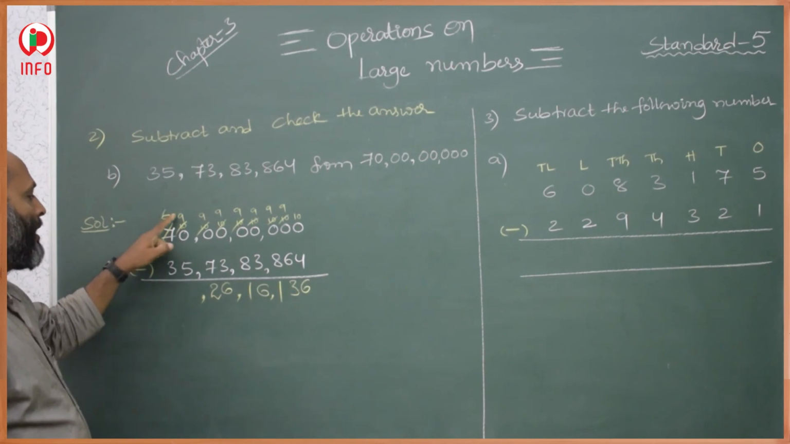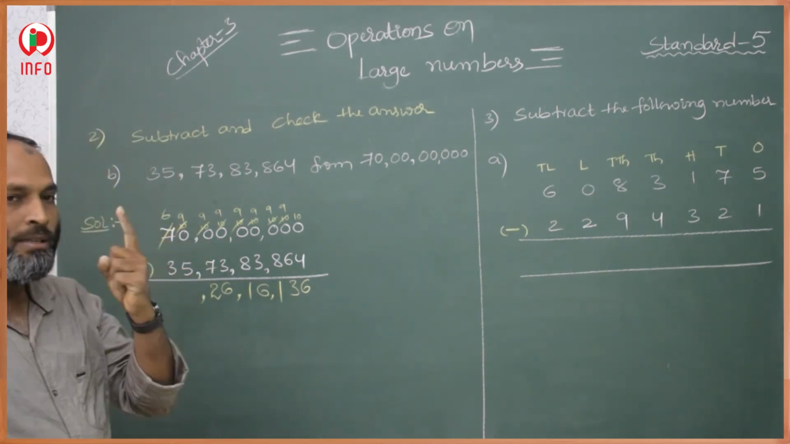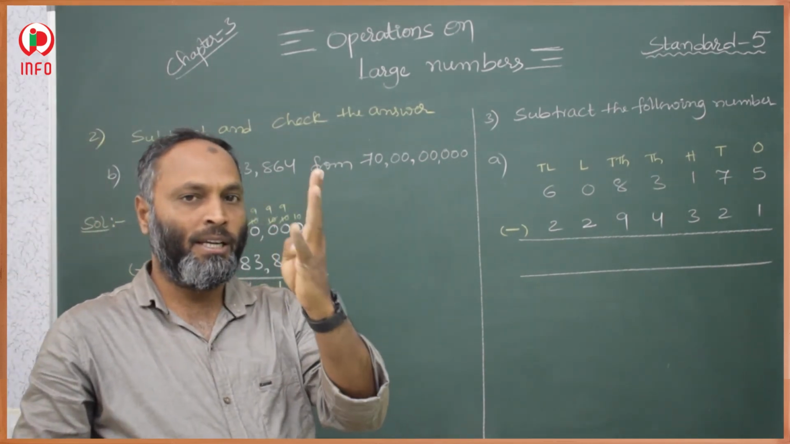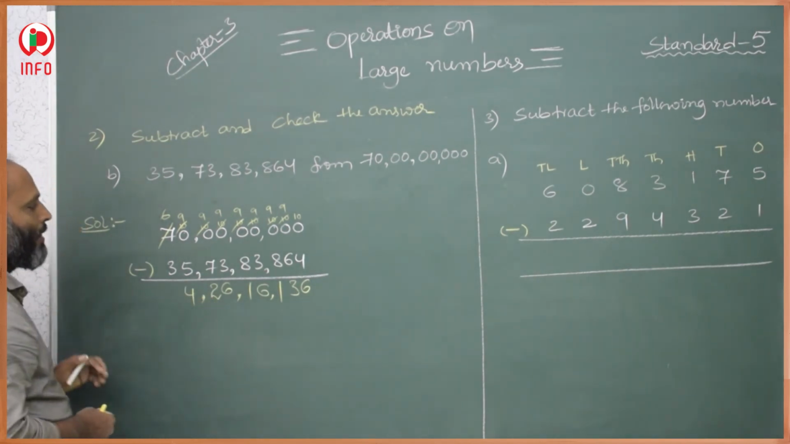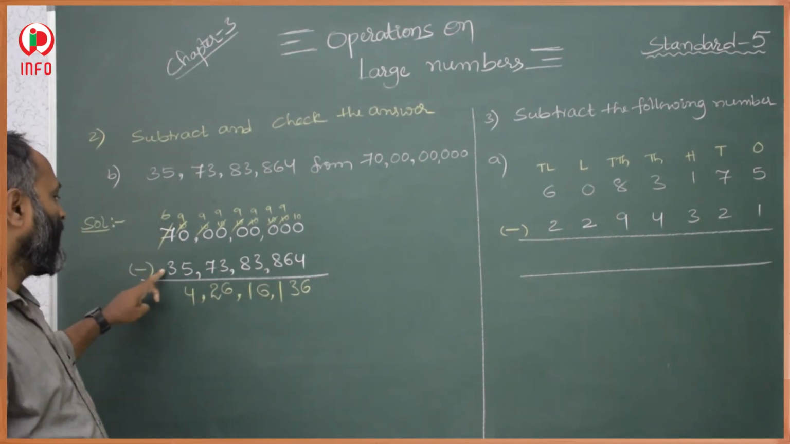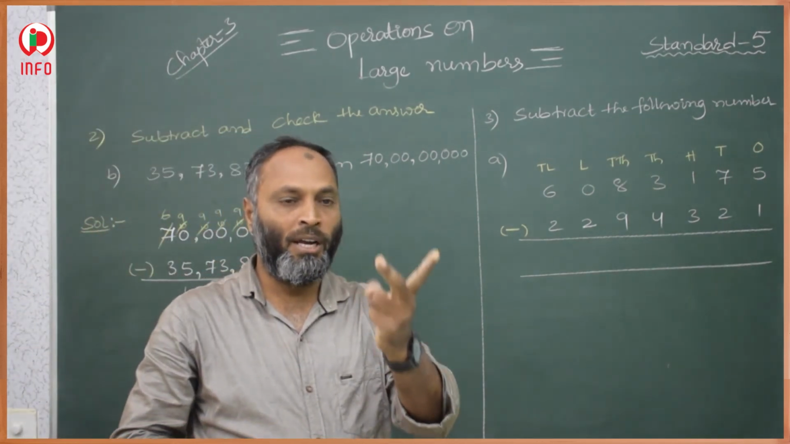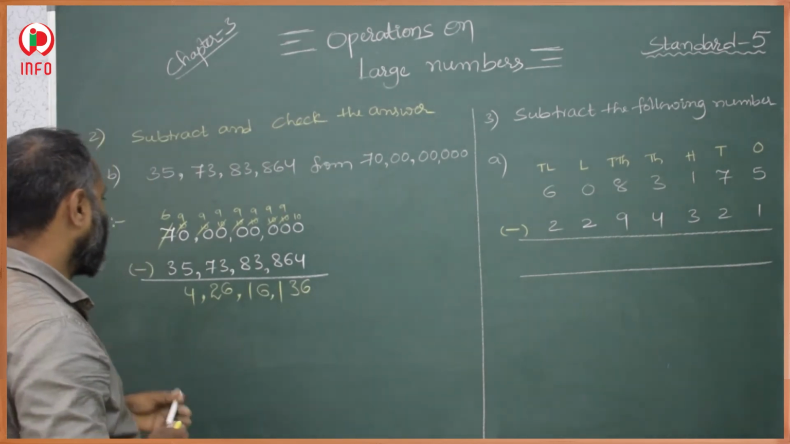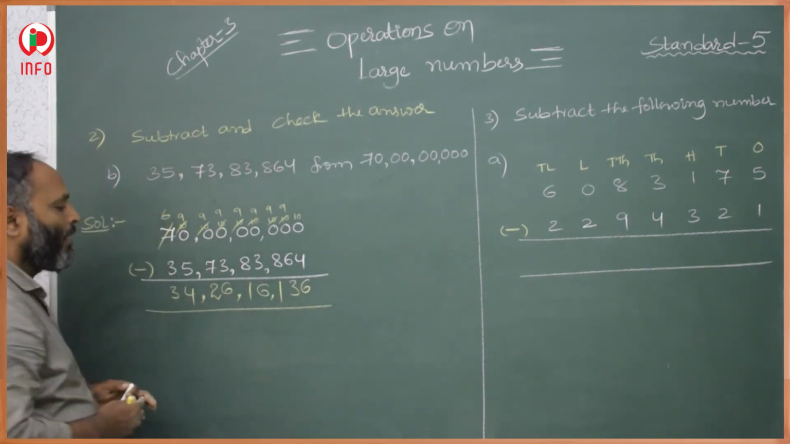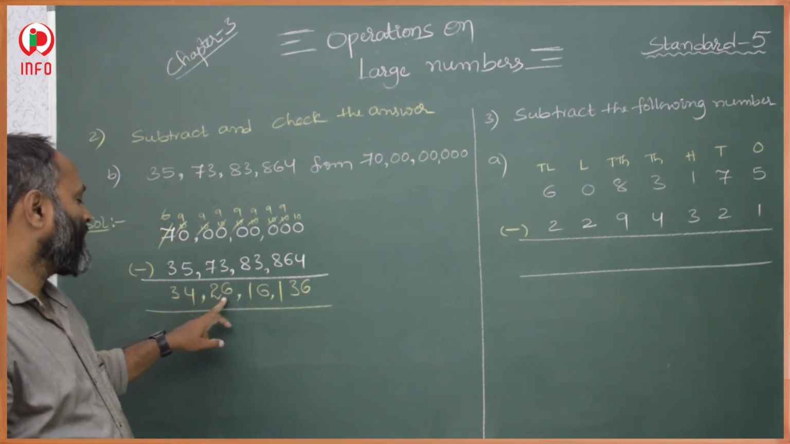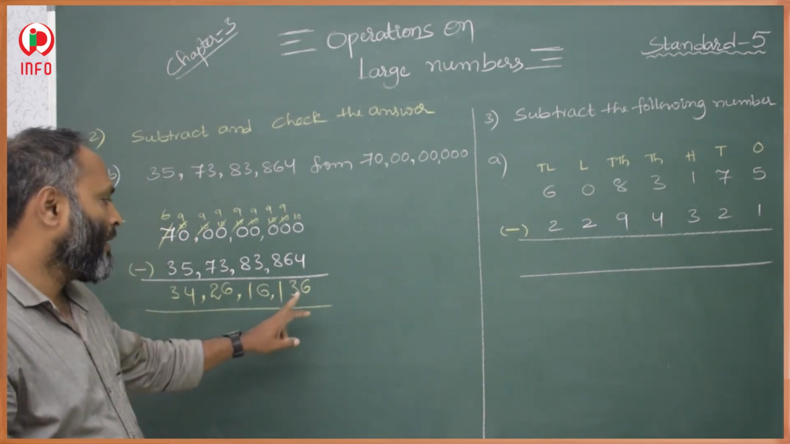Then 9 minus 5. We count from 6 to 9: 6, 7, 8, 9, that is 4. 9 minus 5 is 4. Then after that 6 and 3. From 4 to 6 we count: 4, 5, 6. So 6 minus 3 is 3. Then the answer is 34 crores 26 lakhs 16,136. This is the difference.